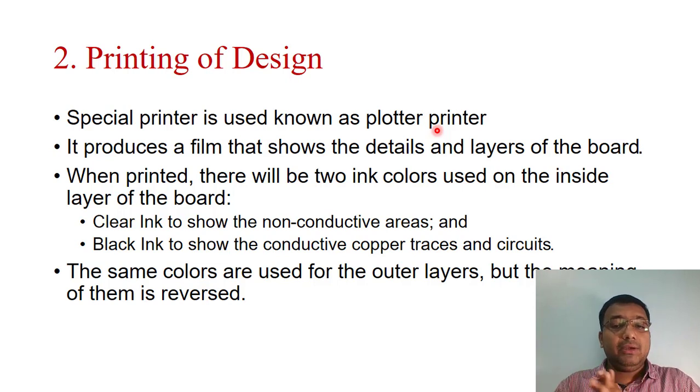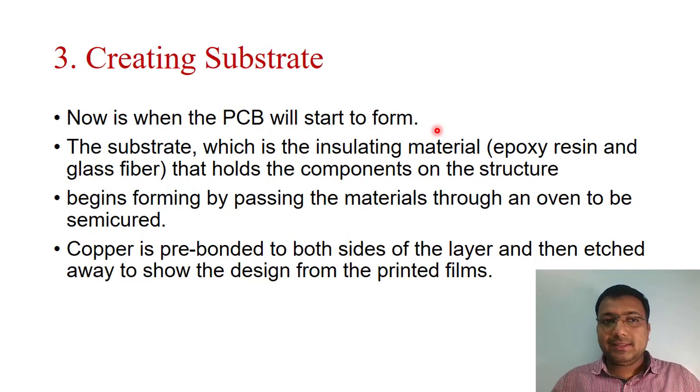When printed, there will be two inks used on the inside layers of the board. There are two inks they use: clear ink to show non-conductive areas and black ink to show the conductive copper addresses and the circuit. So there are two types of ink. Clear ink is for the non-conductive area, and black is for copper, conductive copper. The same colors are used for outer layers, as the meaning of them is reversed. Okay, so there are different color patterns for different layers, as well as different colors for conductive and non-conductive layers.